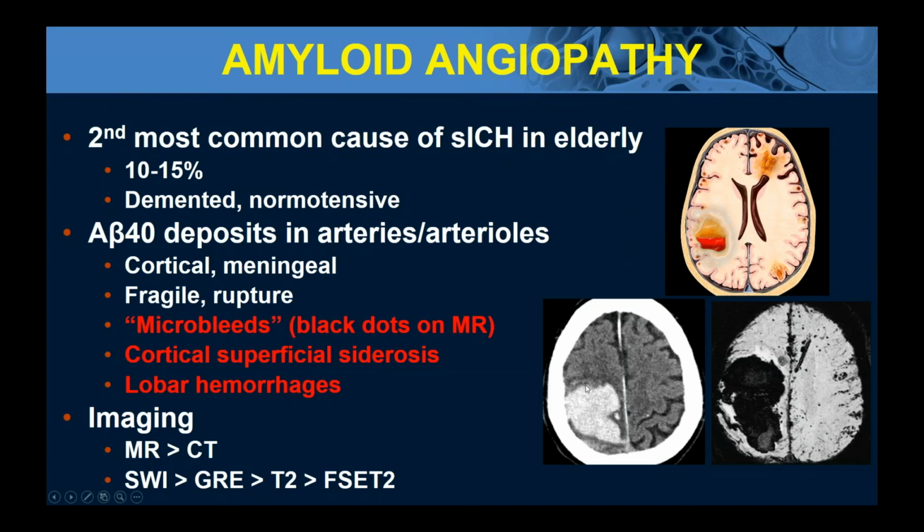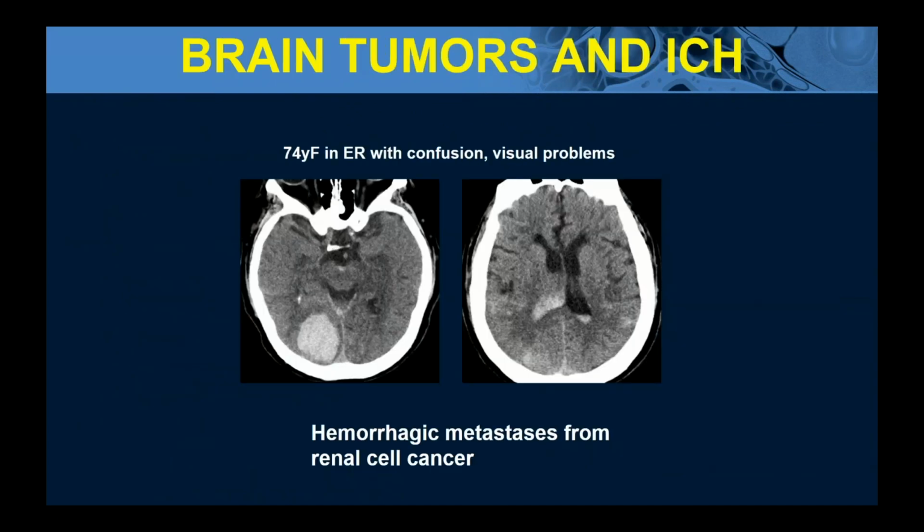There's the brain bleed, and here's an MR scan that shows not only the black of the brain bleed, but all these little dark black spots. Those are microbleeds, and that's typical for what you see with amyloid angiopathy. And finally, brain tumors, 74 year old patient in the ER with confusion and visual problems. They got a CT scan. That's what most everybody gets when they come in.